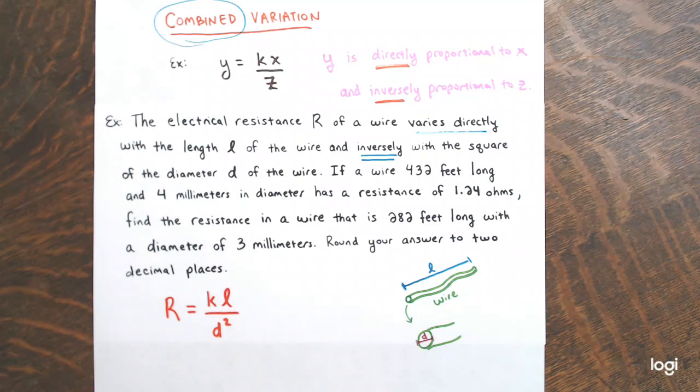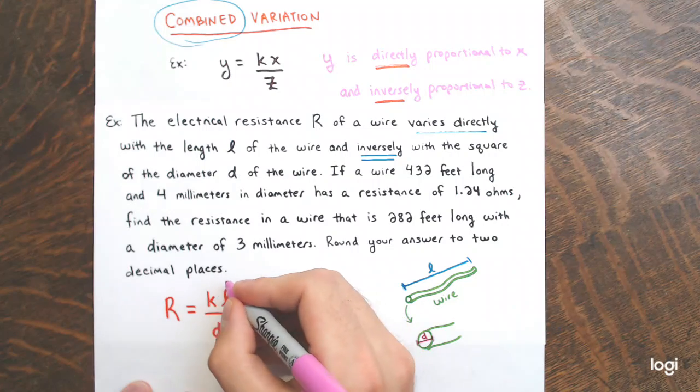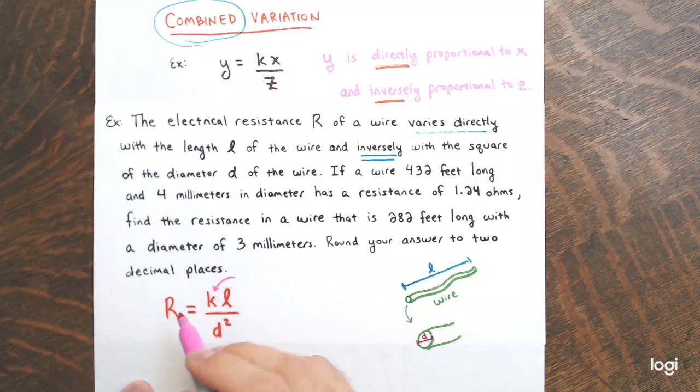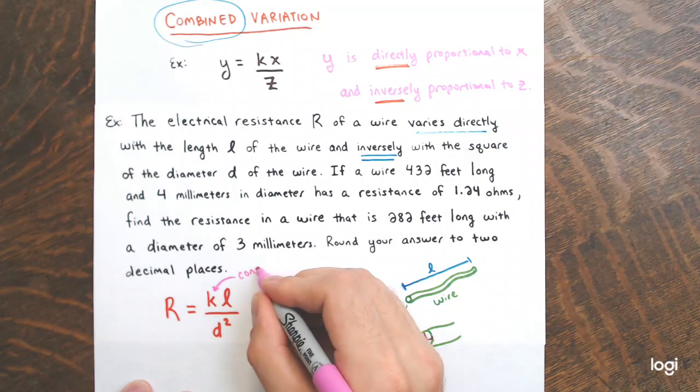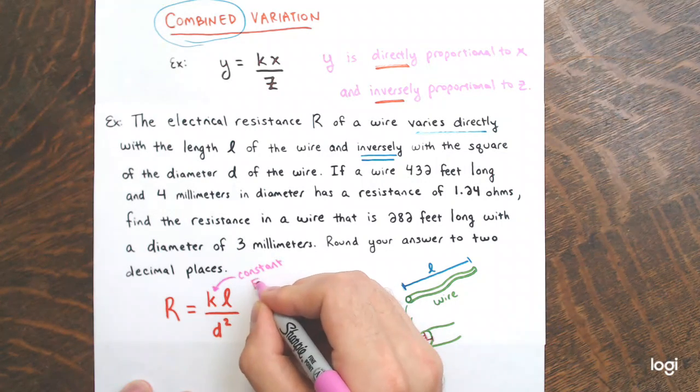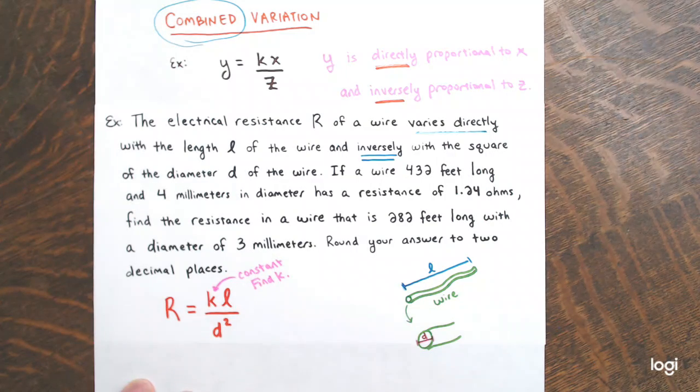All right, and as with the previous example, this equation is not complete because I do not know the value of k. Now the R, the L, and the D, those will change all the time. Those are the variables. This k will not change, right? This is a constant, and I must find it. I must find this value in order to complete the equation, find k. And just like the last example, I'm going to use information given to me from this problem to help me find this k and complete the equation.